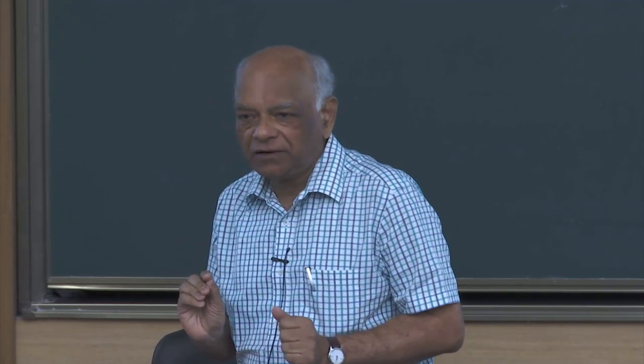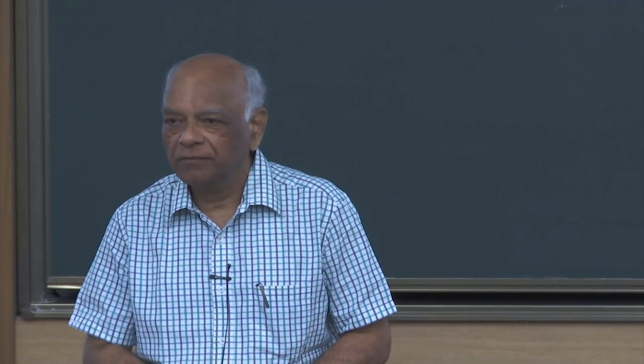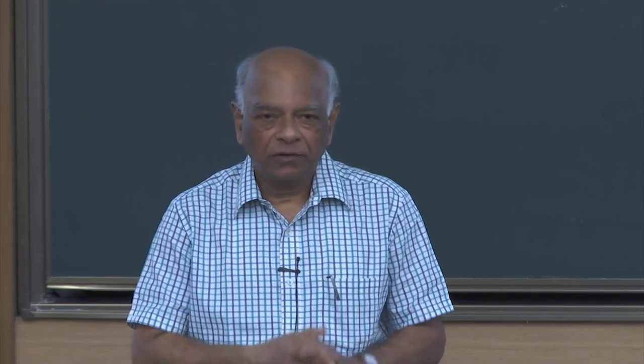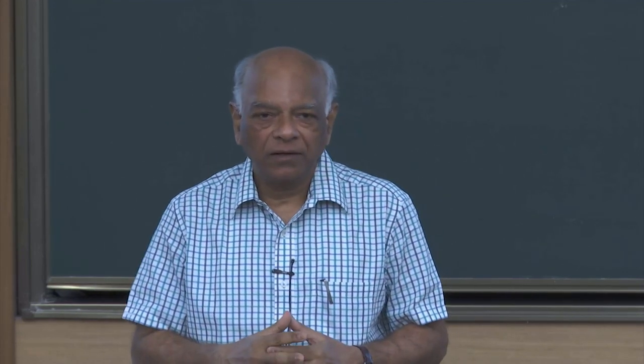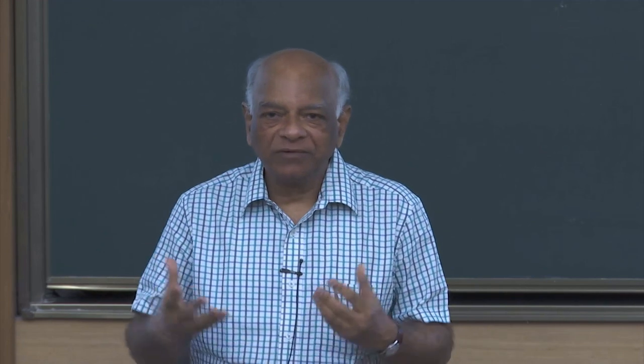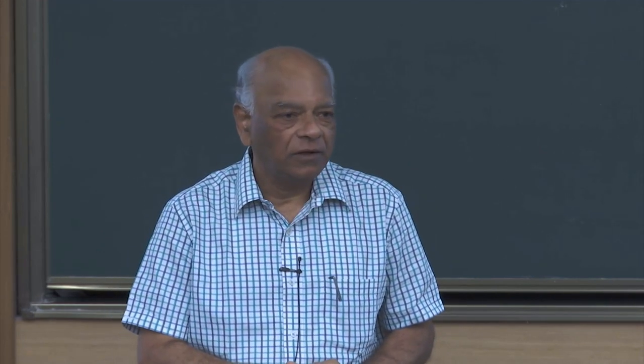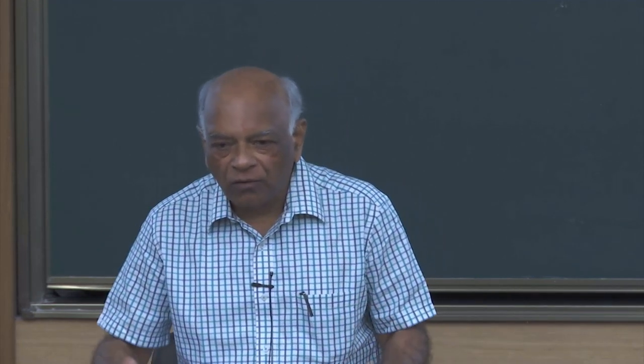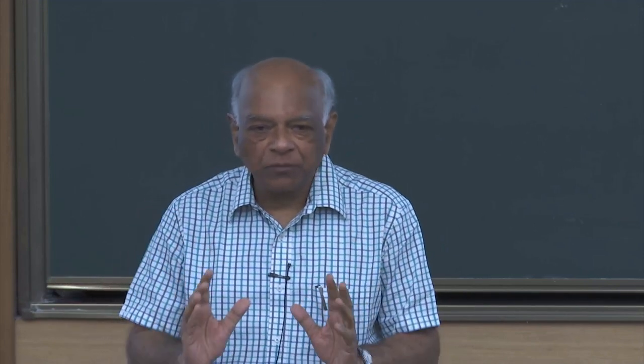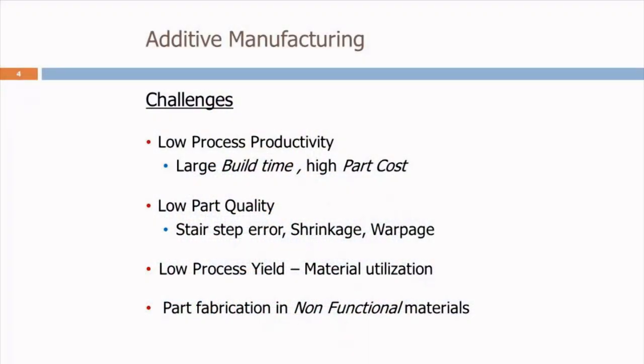The third point is that it has low material utilization, primarily because when the part is built layer by layer, some of the overhung parts are to be supported during the process of manufacture, which are required to be broken off and thrown away, which means the yield of the component is much less. And that's essentially the reason why the material utilization is poor, because a certain part of the material which is built has to be thrown off.